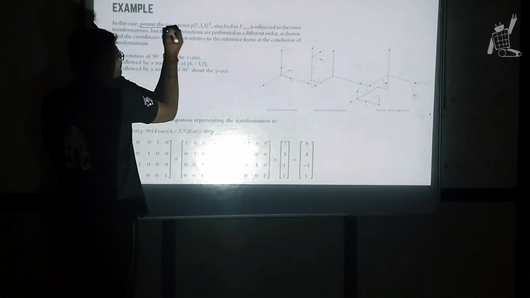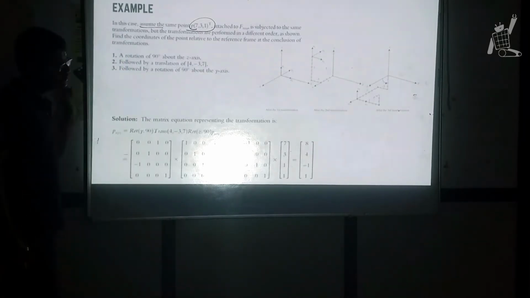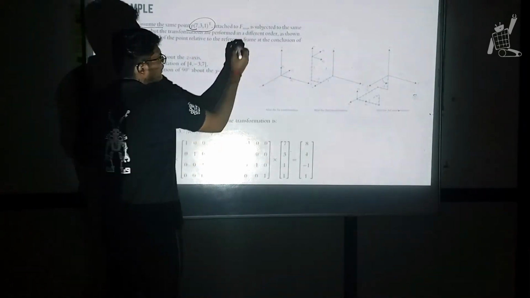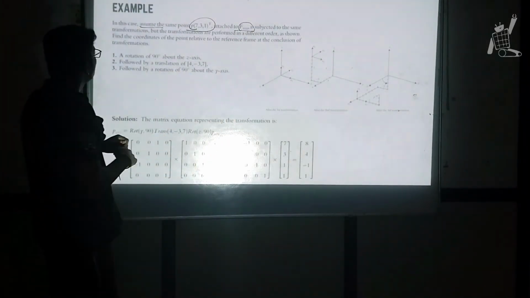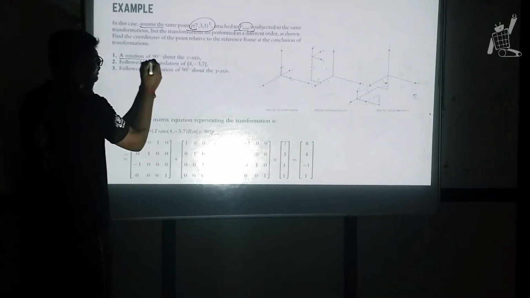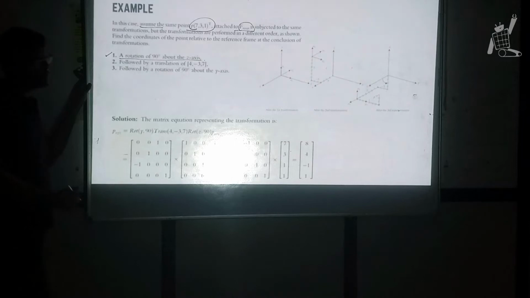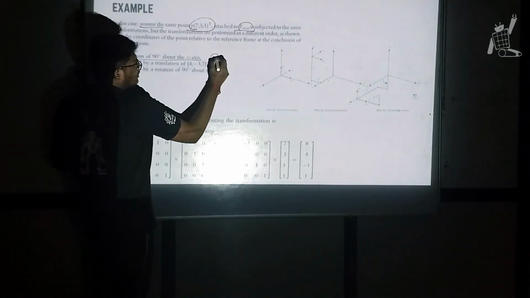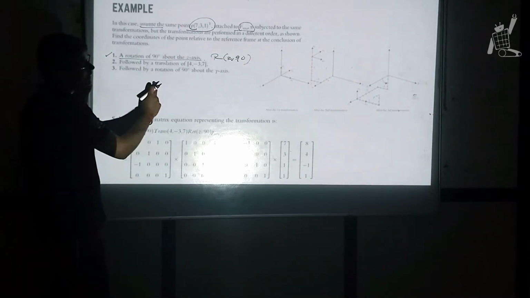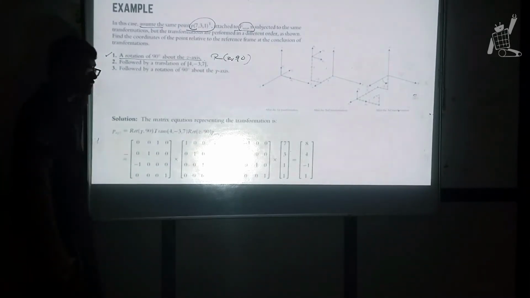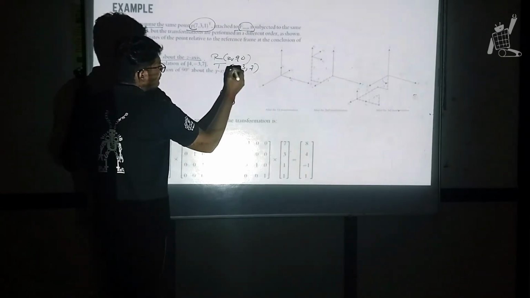Assume a point. This is the point: 7, 3, 1. That point is attached to the n-o frame. This is the n-o frame, and this is a point. It is subject to the following kind of transformation. First is a rotation of 90 degrees about the z axis. Second is followed by the translation 4, minus 3, 7.